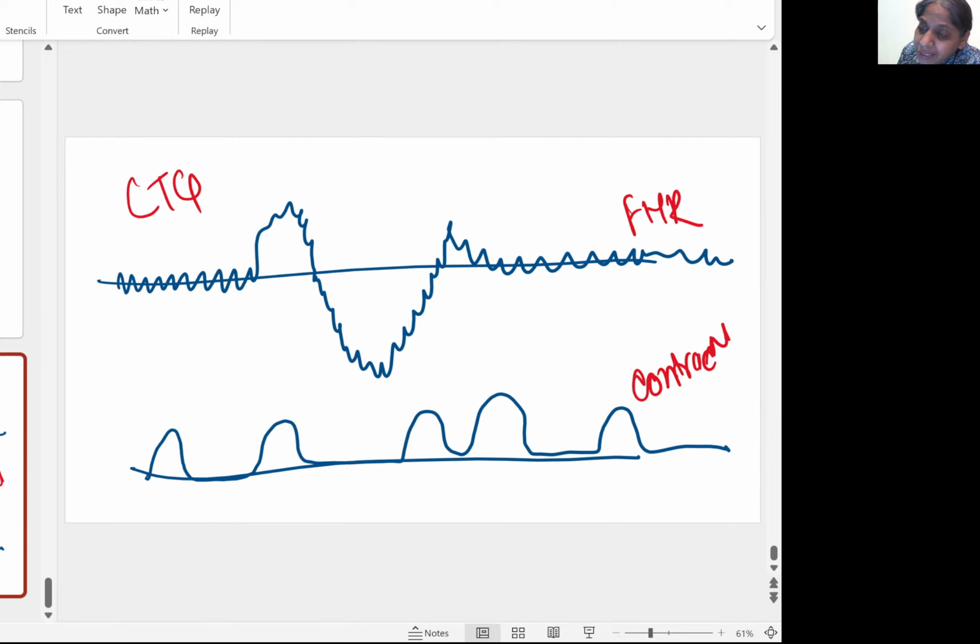Please write clearly what you want to write. Late deceleration or early deceleration? Please write carefully. Manual rotation was unsuccessful. The answer to this is anthropoid. It is not android, it is anthropoid.